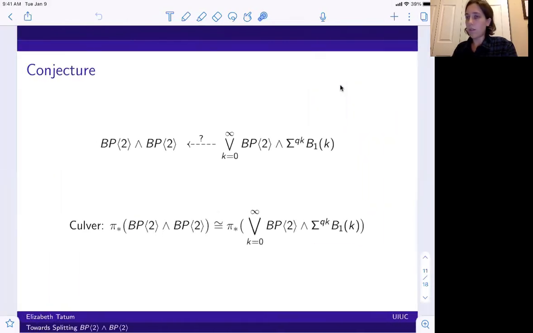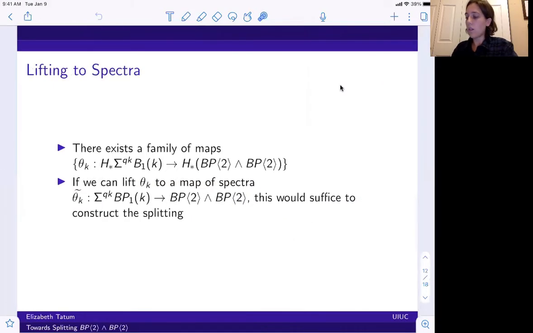So the focus of my current research is to actually construct this splitting at odd primes. So next, I'll talk about strategies for doing that. It can be shown algebraically that there's a family of maps, theta k, from the homology of the appropriate Brown-Gitler spectrum into the homology of BP2 smash BP2, such that if we lifted each of those maps to a map of spectra, then that will suffice to construct the splitting.